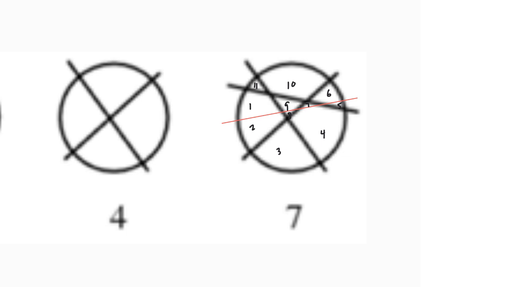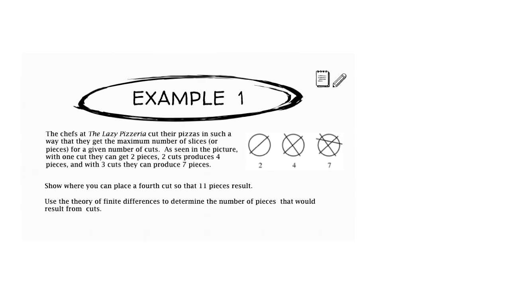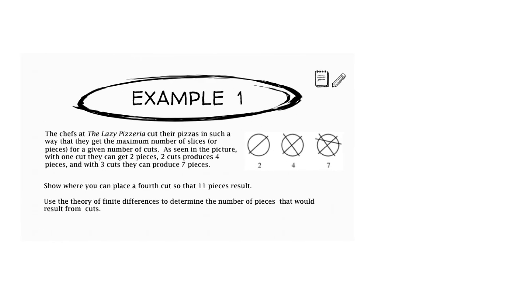And like I said, you can vary that red line a little bit. You might end up with less than 11, but you can never come up with more than 11. And so now we're asked to use finite difference theory to determine the maximum number of pieces that would result from n cuts. Just missed the little n right down here in the statement of the problem. So we want to come up with an explicit equation for this.